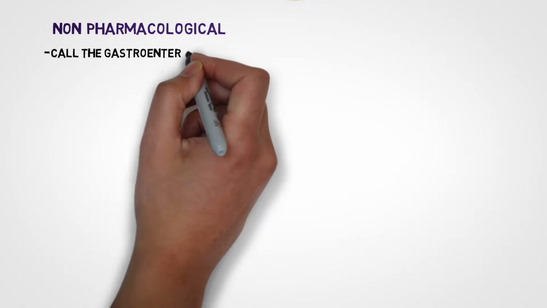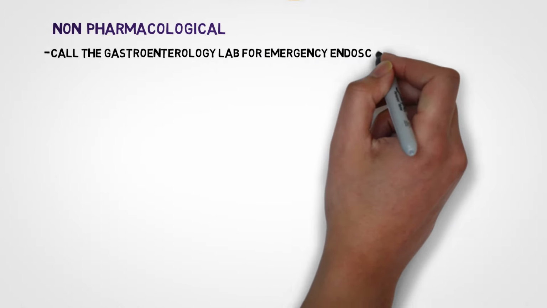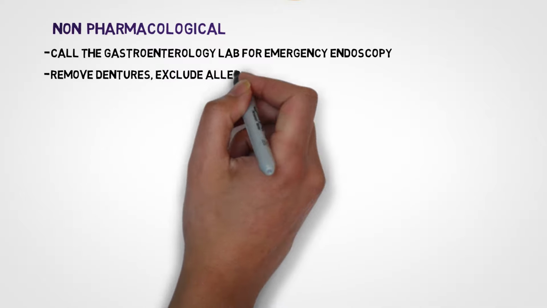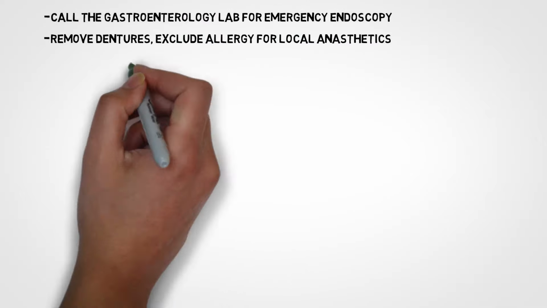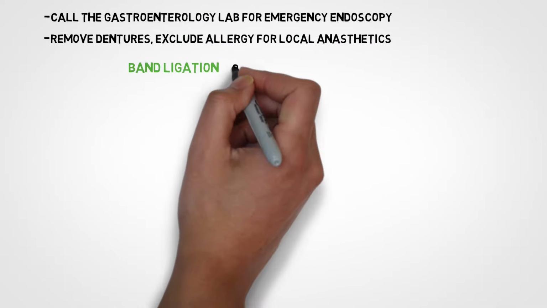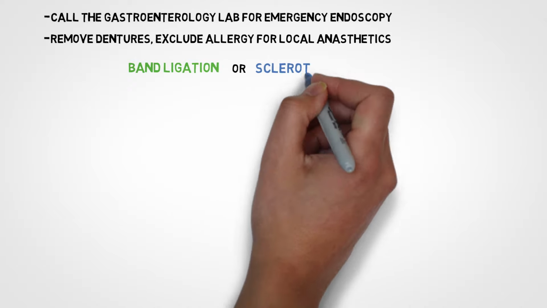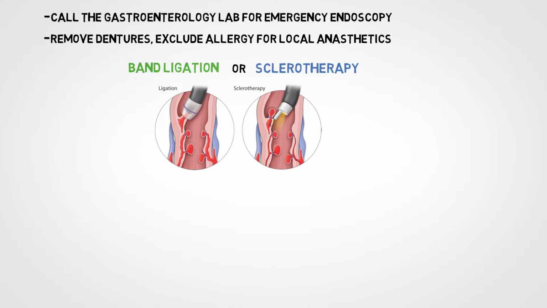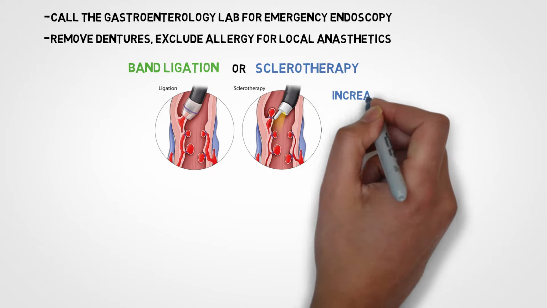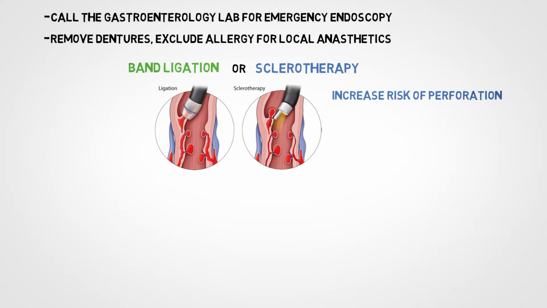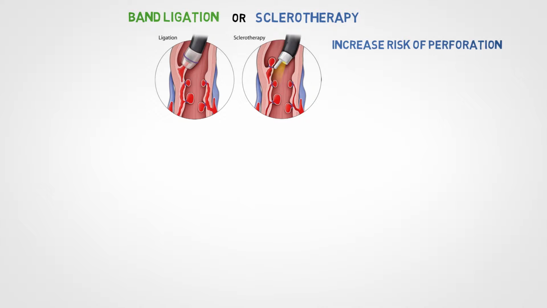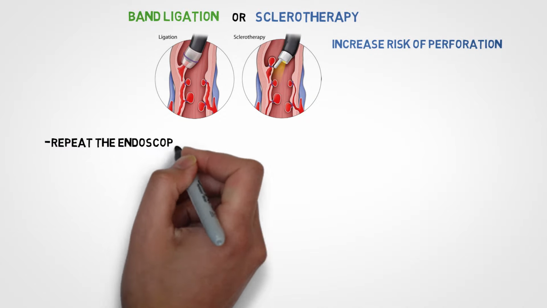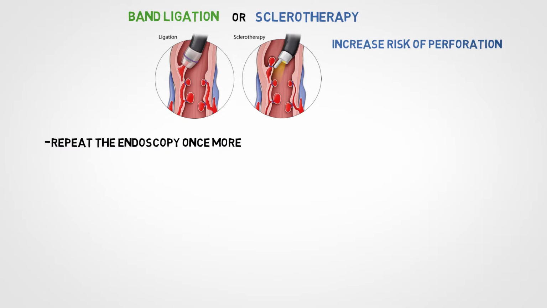Then, we have to call the gastroenterology lab for emergency endoscopy once we remove any dentures and exclude allergy to local anesthetics. The definitive endoscopic treatment would be sclerotherapy or banding. Usually banding is preferred over sclerotherapy because sclerotherapy can damage the adjacent mucosa, increasing the risk of perforations. And if the patient is still bleeding after banding, we can repeat the endoscopy once more.